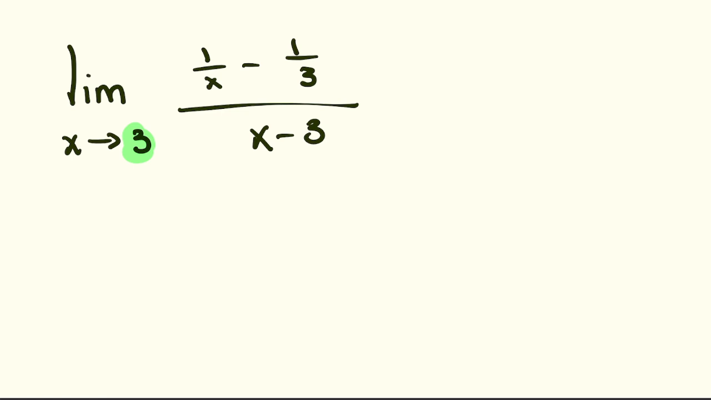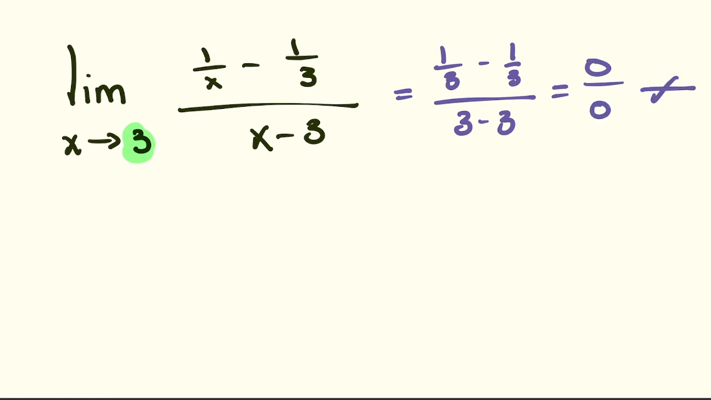And I'm going to do this in purple just because, as is a lot of times the case when we're working with limits, when you put something in, it just gives us 0 over 0, which doesn't tell us anything. That's not a solution. We're going to have to work a little bit harder.